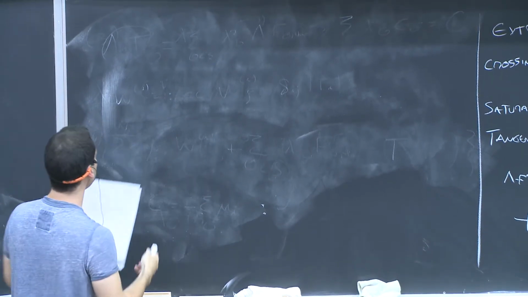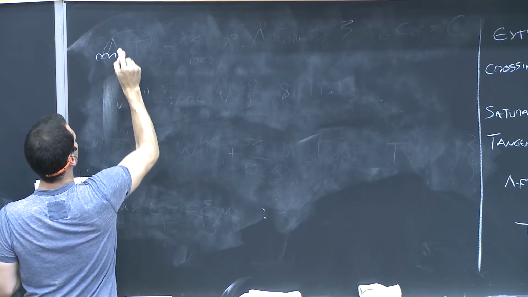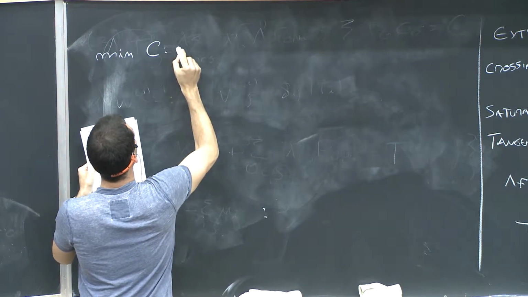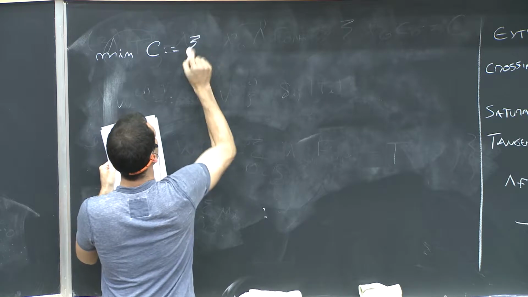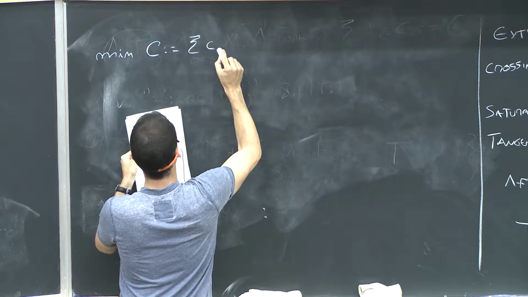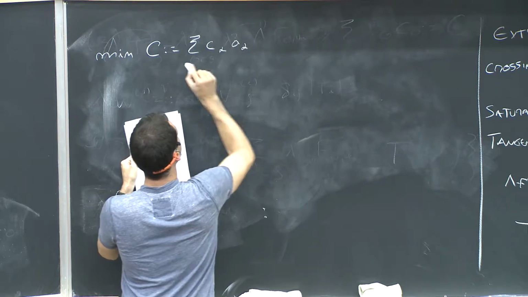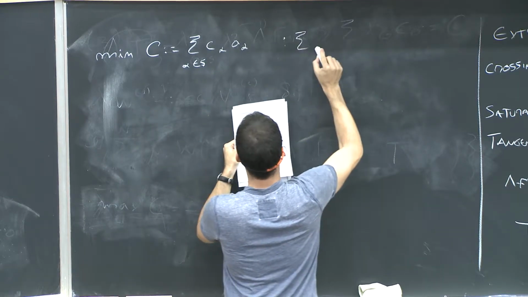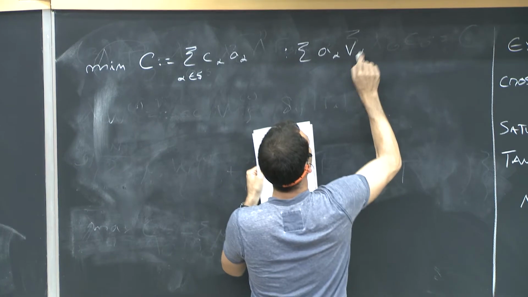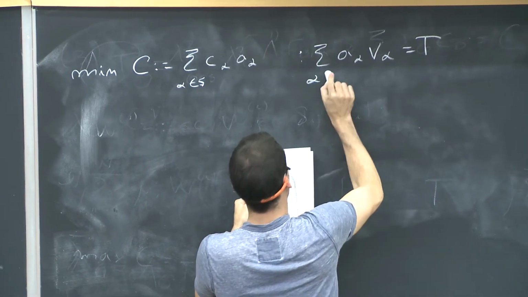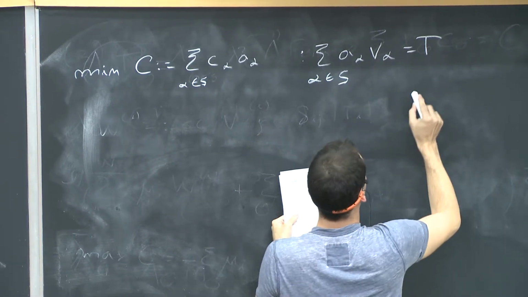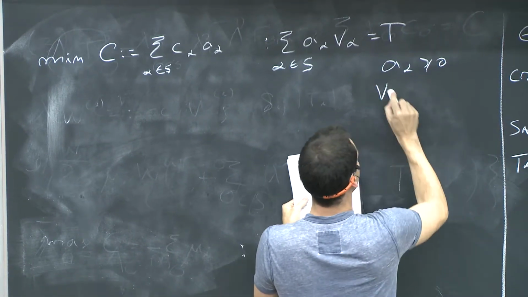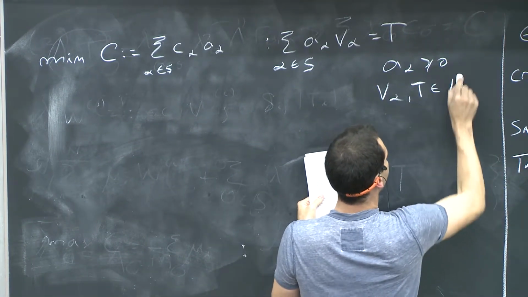Okay, so let's consider the primal version of the problem. So we want to solve the following problem. Minimize the cost, which by definition is the sum of C alpha A alpha, alpha in S, such that the sum of A alpha V alpha is equal to T, with A alpha greater or equal to 0 and V alpha, T in Rn.